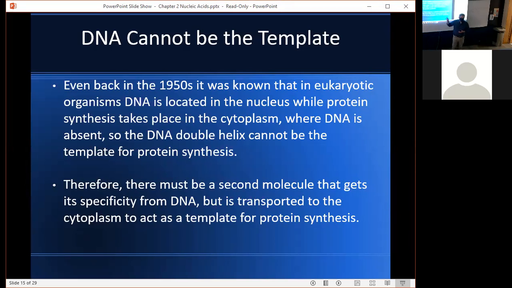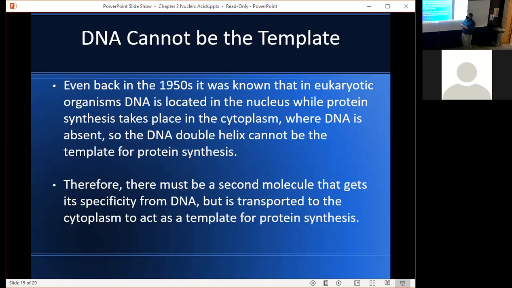Even at this point in time, we knew that DNA never leaves the nucleus. It's always in the nucleus of the cell. And we knew that synthesis of proteins took place in the cytoplasm. So the question now is, how does the information contained in the nucleus of the cell get out to the cytoplasm where proteins are being made?